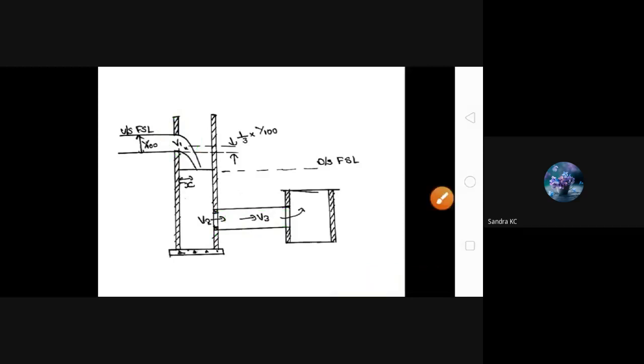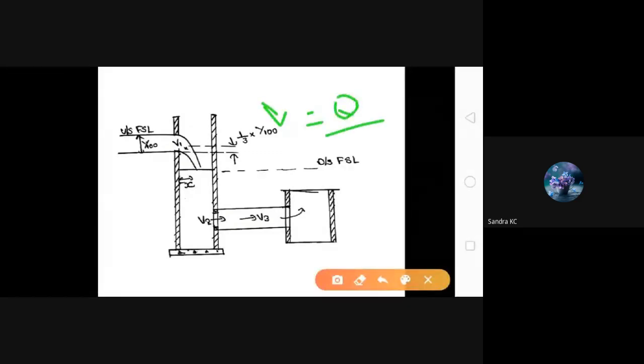In order to determine the velocity through the pipe, we use the equation velocity equals discharge divided by area. What's the value of discharge? The value of discharge is 1 meter cube per second. Then we need to determine the area.